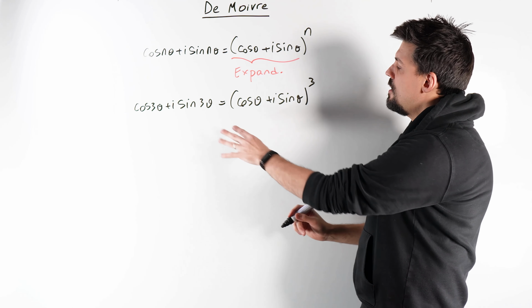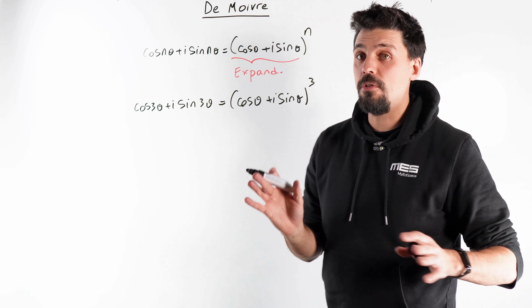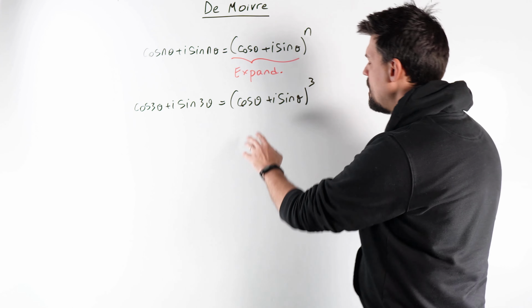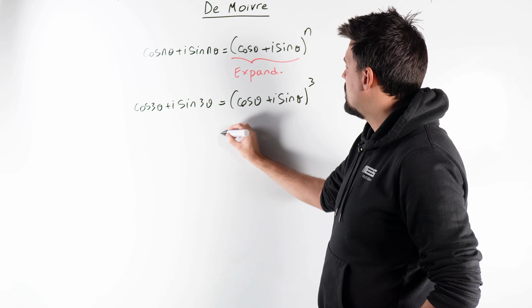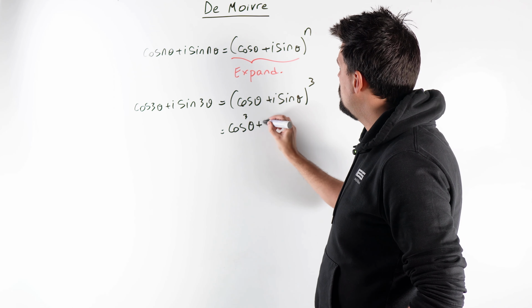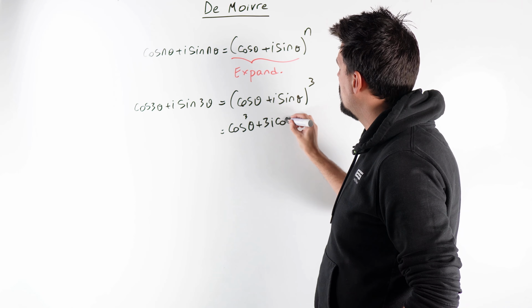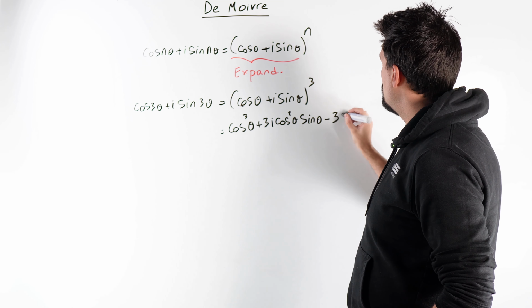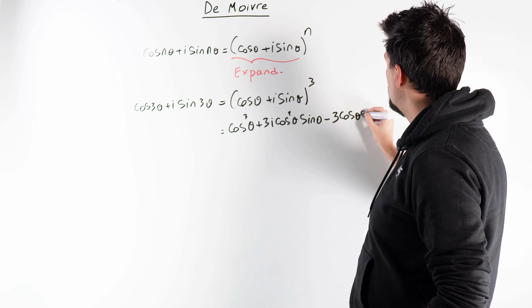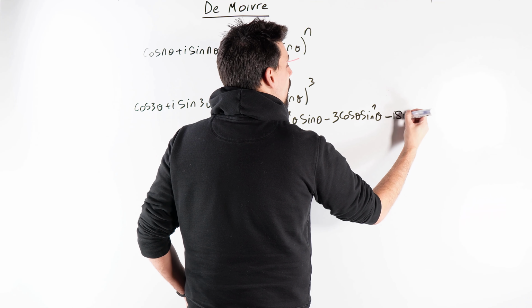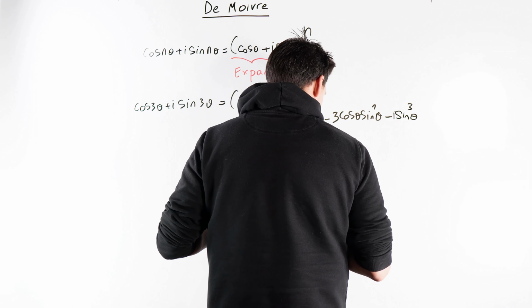For the purpose of this video, we're going to keep a nice small power. You can do it with quite big ones. And let's expand this right-hand side. We get a cos cubed. We get a 3i cos squared theta sine theta. We get a minus 3 cos theta sine squared theta. And we get a minus i sine cubed.